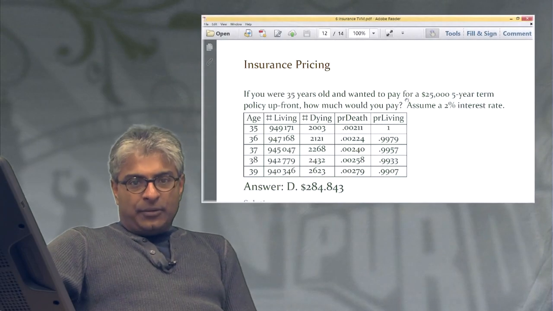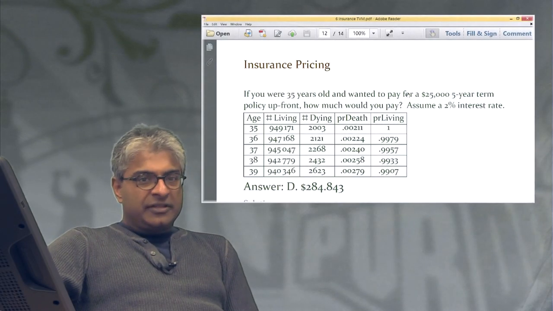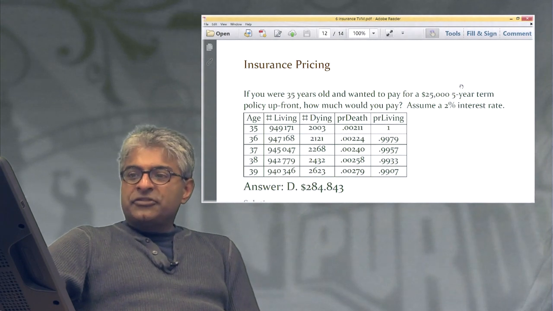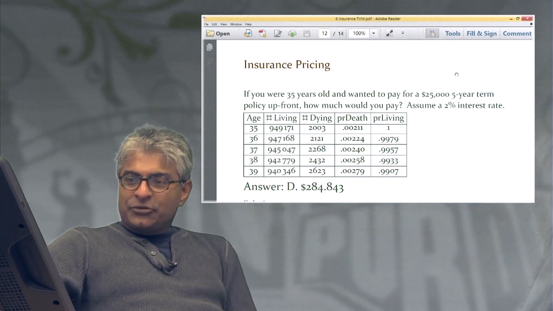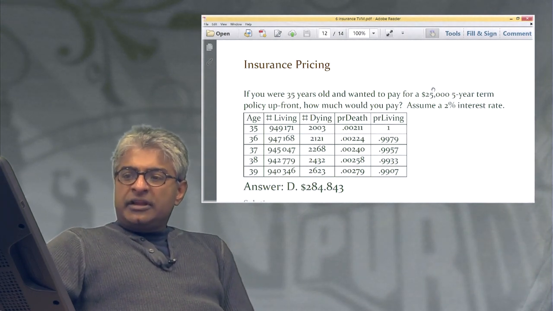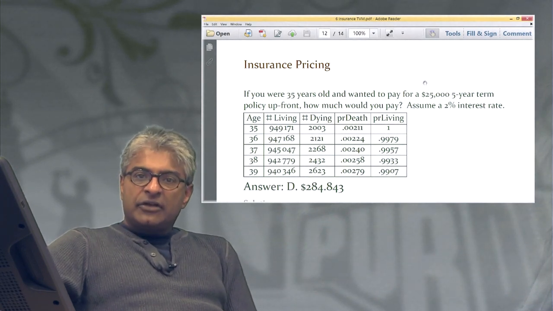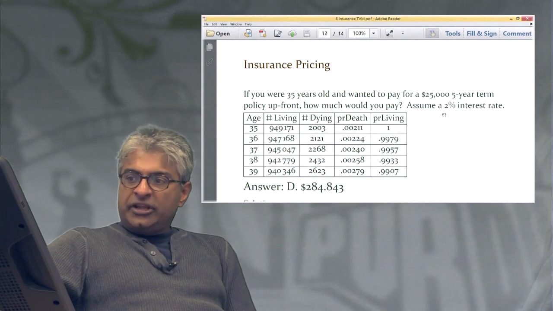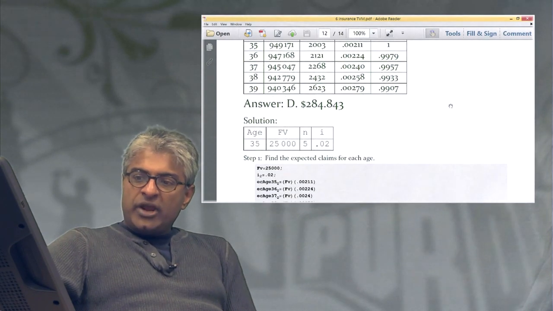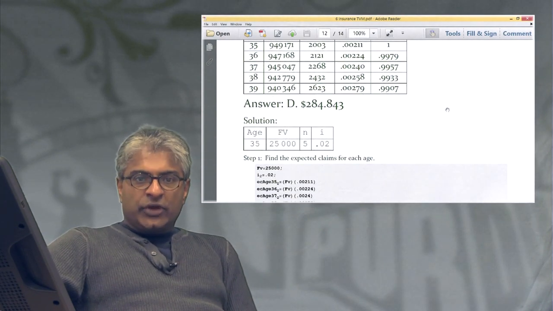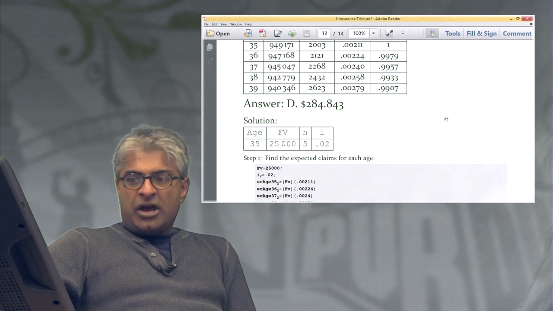So here's one more example on insurance pricing, and then I promise we stop. There's enough of it, right? I'm sure by now you're thinking that. So here in this example, again, this is the other one that I talked about, which is the $25,000 face value policy, and then assuming a 2% rate. I'm going to just quickly walk through it, not spend as much time on it.